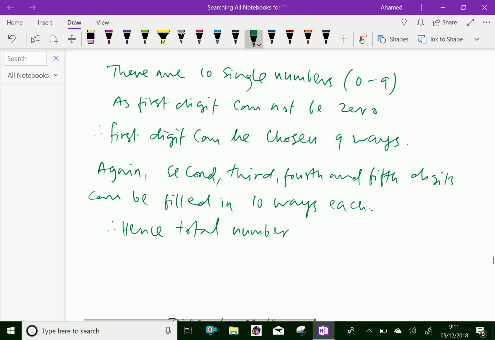Hence the total number of 5 digit numbers is: first digit 9 ways, into 10 to the power of 4, because 9 into 10 into 10 into 10 into 10. So here 90,000 numbers can be formed.